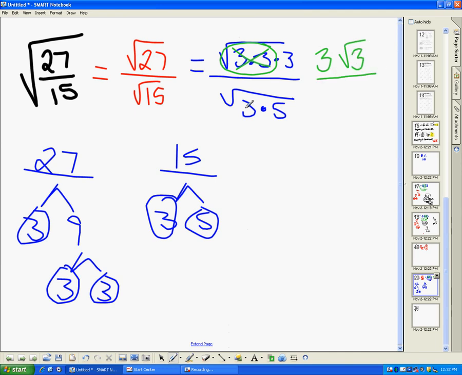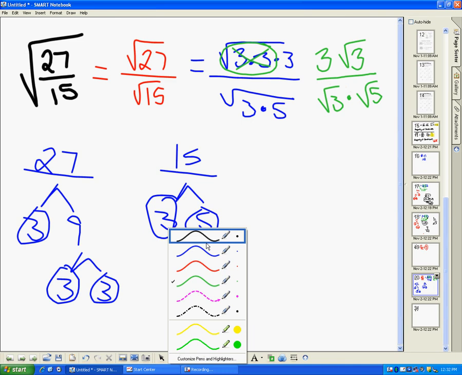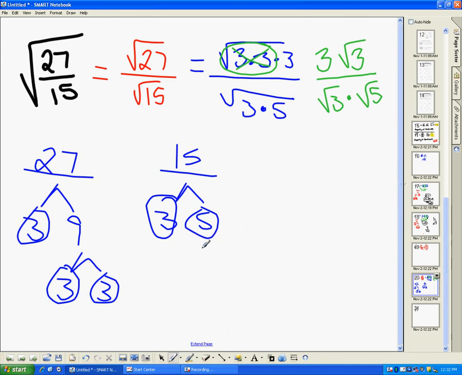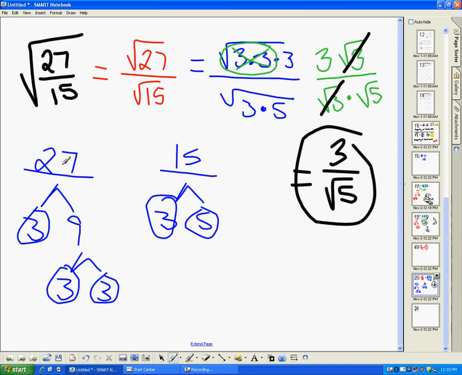Well, on the bottom, this is the same thing as saying the square root of 3 times the square root of 5. Because I have something that is the same on the top and the bottom, they cancel out. I can cross out this square root of 3, and I can cross out this square root of 3, which leaves me with 3 over the square root of 5. So the square root of 27 over 15 is equal to 3 over the square root of 5.